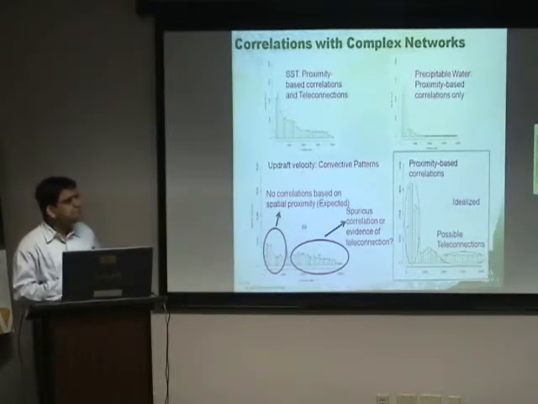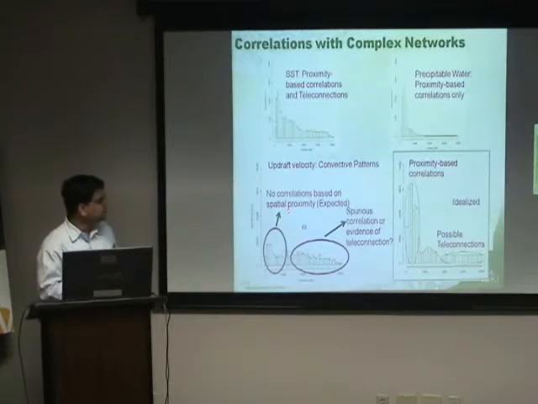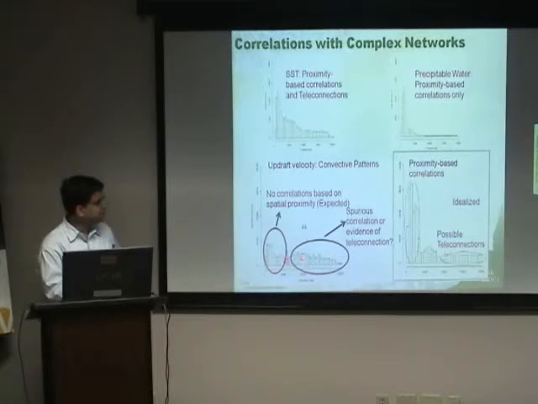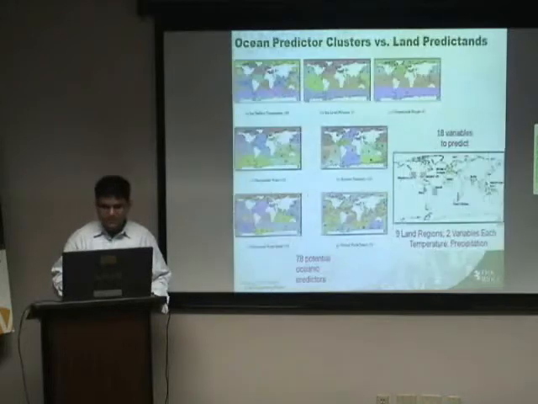When we look at updraft velocity, which is a measure of convective patterns, we found something interesting. There is relatively no proximity-based correlation, which is what you'd expect. Convection is supposed to be very hard to model, and it has a short correlation scale in space. However, we do find these tails, and we're not sure yet if this is just spurious correlation or some evidence of long-range spatial activity.